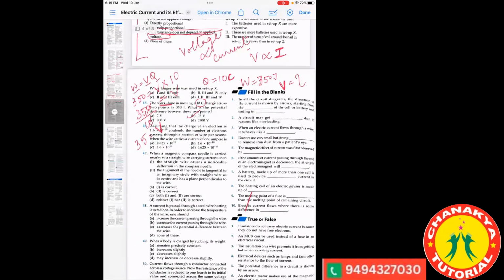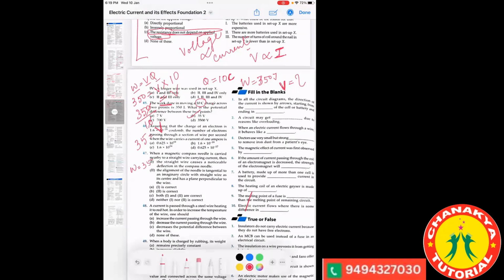So they have given work done as 350 joule. They have given the charge as 10 coulomb, and the formula to find out is W equal to VQ. W is 350 joule, and Q is 10 coulomb. We have to find V. So 350 divided by 10 is equal to V, which is 35. So the potential difference V is equal to 35.